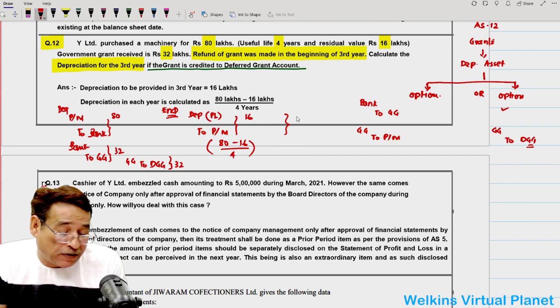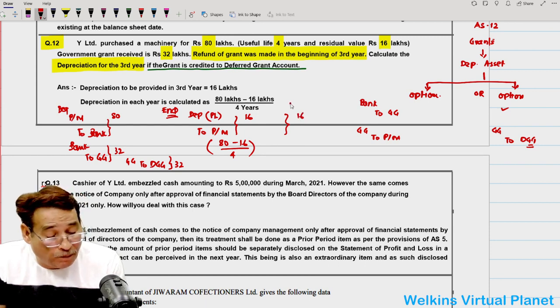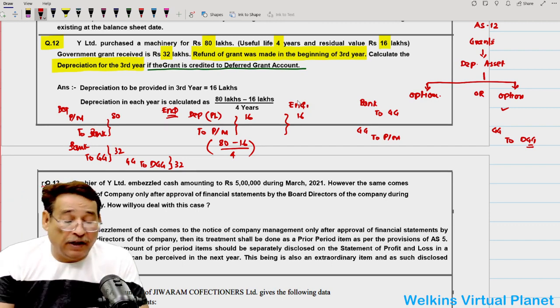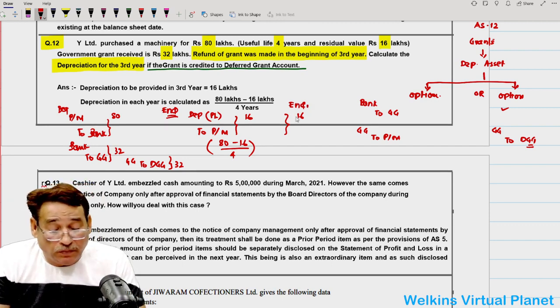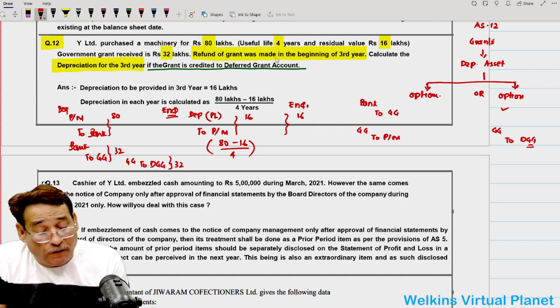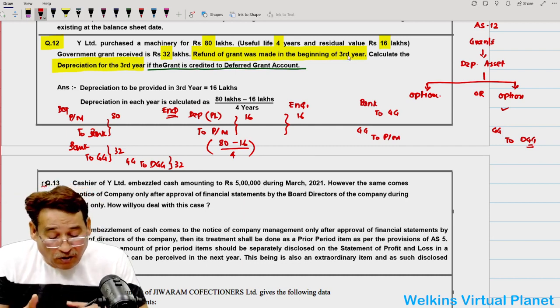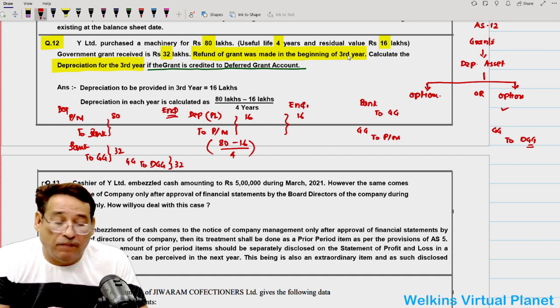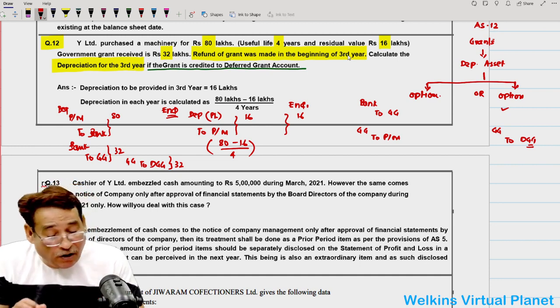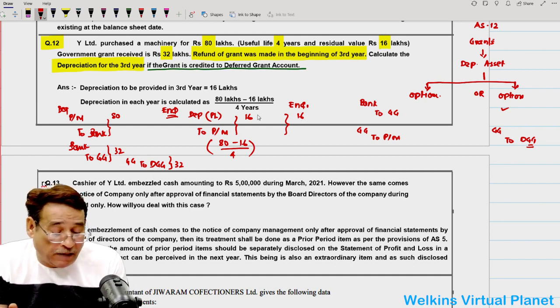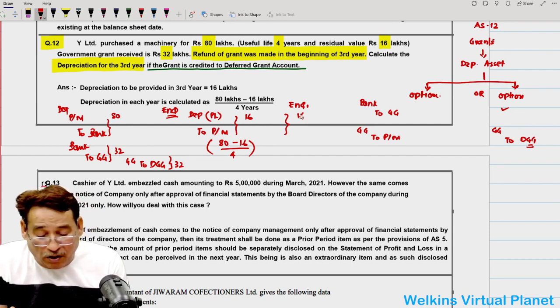Similarly, at the end of the second year, you are again going to provide depreciation of 16 lakh. Correct? Refund of grant was made in the beginning of the third year. The question says that you have refunded the amount of the grant. At the end of the second year, total depreciation in the first year is 16, in the second year is 16. Correct? Is it clear to you or not?